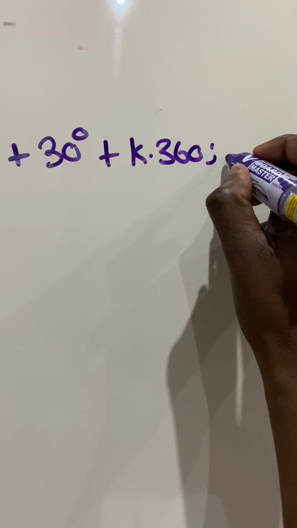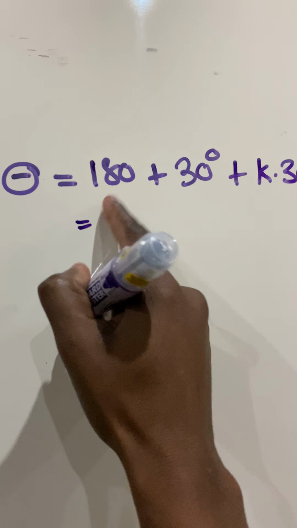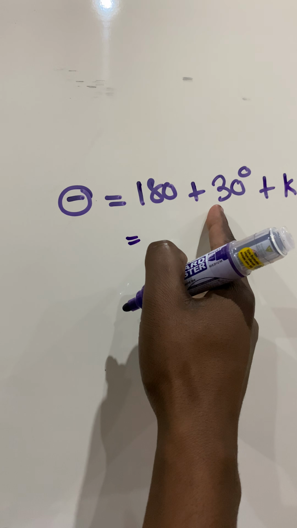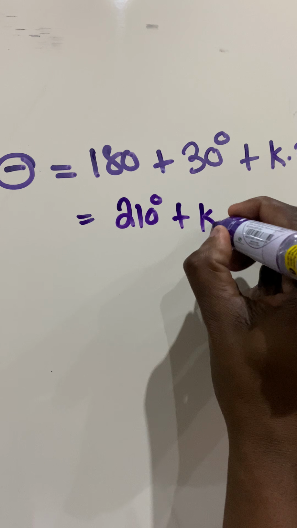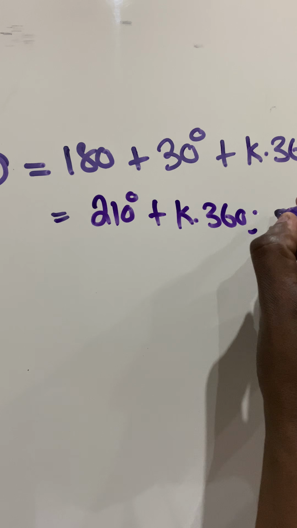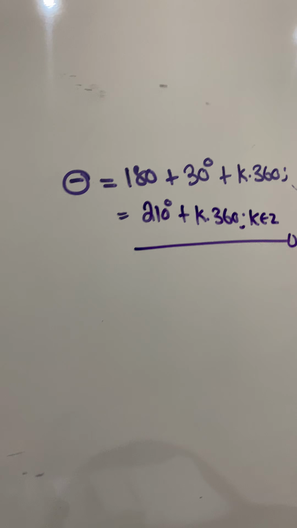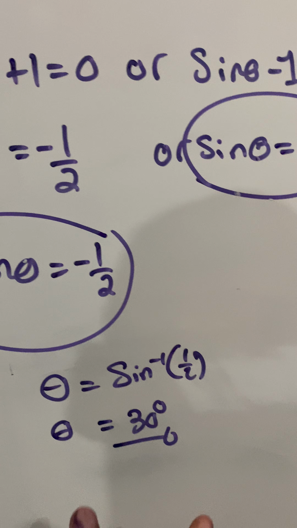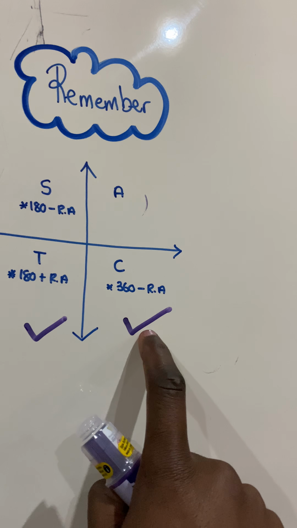Some textbooks use n, but it's basically the same thing. Well, I'm not done, so I can't write that here. So these two obviously are like terms. When you add these two, you're going to get 210 plus k multiplied by 360. And then you can write that there, because now you're done with your solution. But unlike that, for this one, we must have two solutions. The first one is in this quadrant, and the second one is going to be in that quadrant.